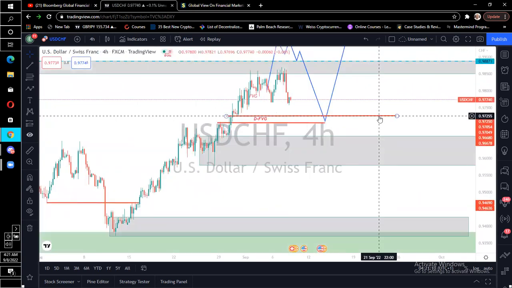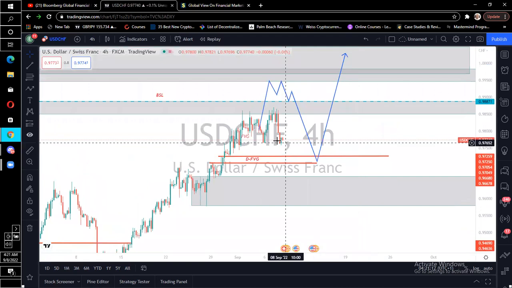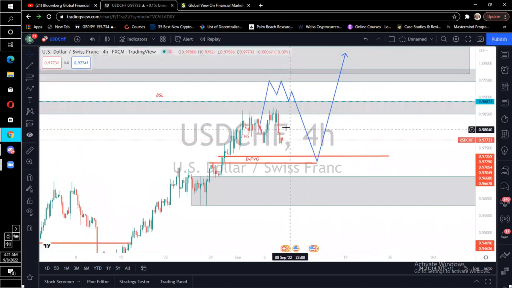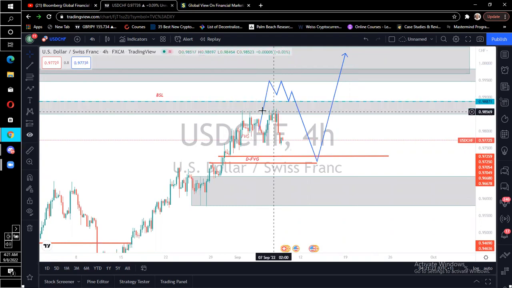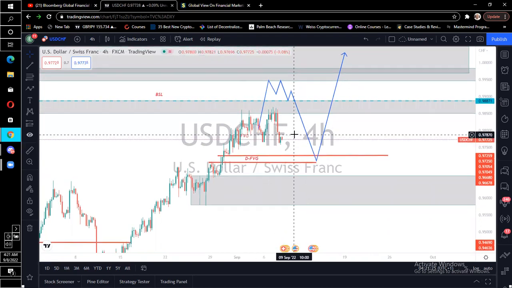USDCHF. This was what we analyzed on USDCHF. Wanted to see the same thing happen, a push above this level. Yes, we had a little push above this level, but it didn't take it. It took at this level, but it didn't take at this particular level. So it actually stopped here, which is not a bad deal.